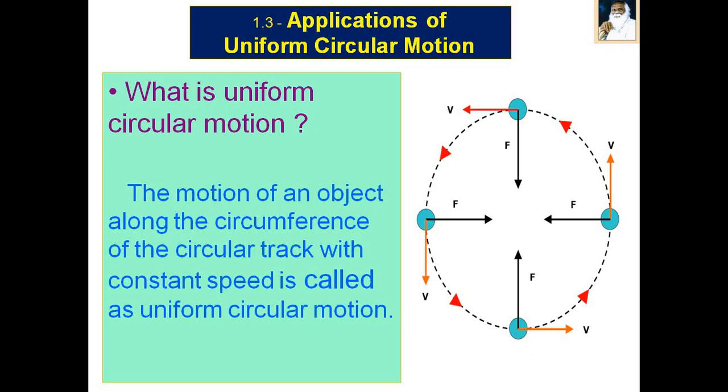The motion of an object along the circumference of the circular track with a constant speed is called as uniform circular motion. This is the definition of the uniform circular motion. We call it as a UCM. Now, when particle is moving along the horizontal circular track, we will calculate its velocity. It's a safe speed.